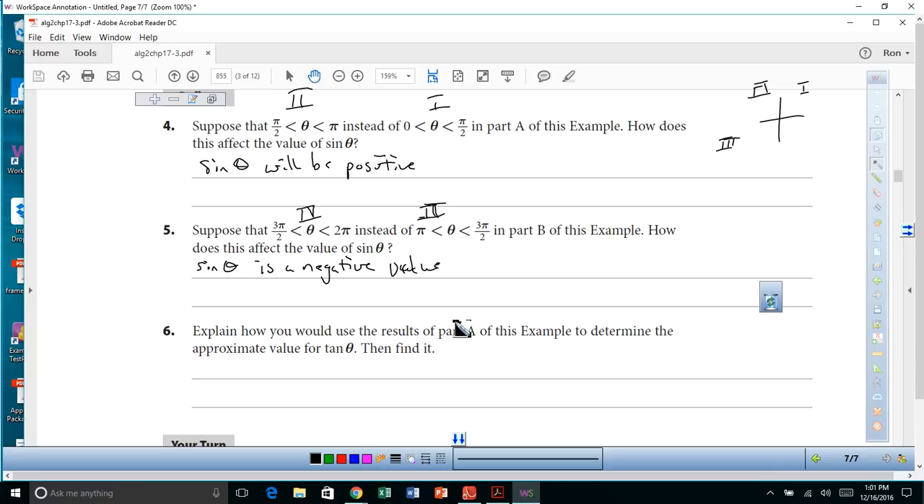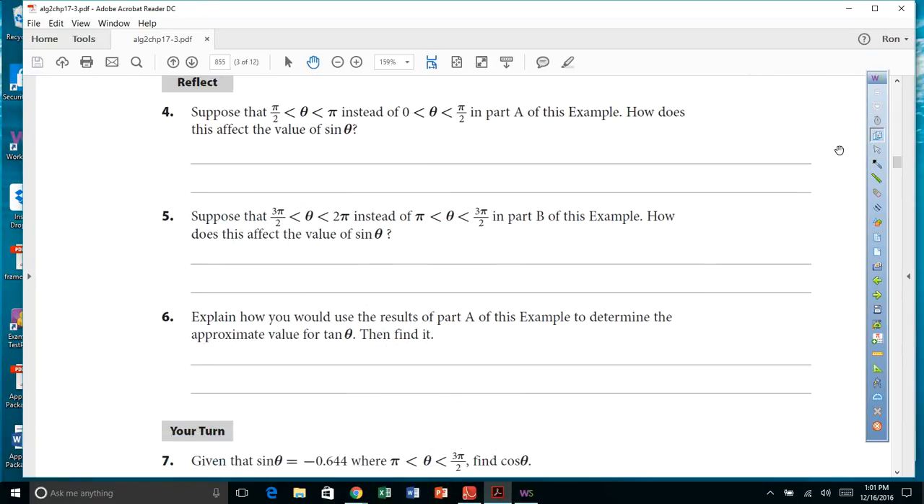All right. Explain how you would use the results in part A of this example to determine the approximate value for tangent theta. Well, let's see. Tangent theta is sine theta divided by cosine theta, right? So that's going to give us 0.766 divided by 0.643, which is approximately 1.191. And it's just that easy.